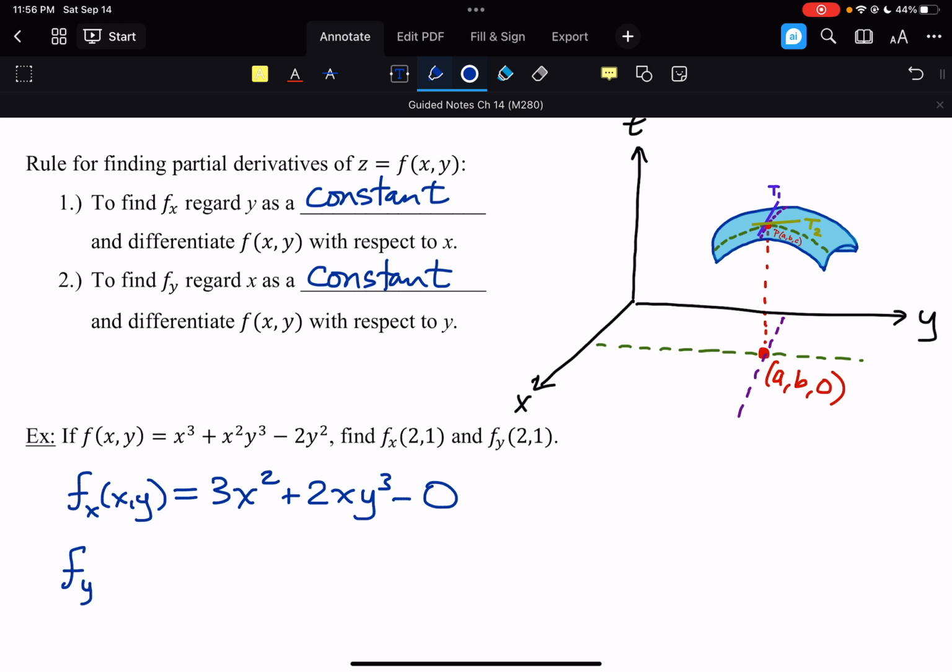So then for fy of xy, we're going to do the same thing, but this time y is the variable and x is the constant. So x cubed's derivative with respect to y is nothing because it's constant, right? It's no variable at all. Over here, x squared y cubed. Now we'll take the derivative of the y cubed and let the x squared tag along as the constant multiple. So we're going to get 3x squared y squared. And then this one, now we differentiate normally, so that's minus 4y.